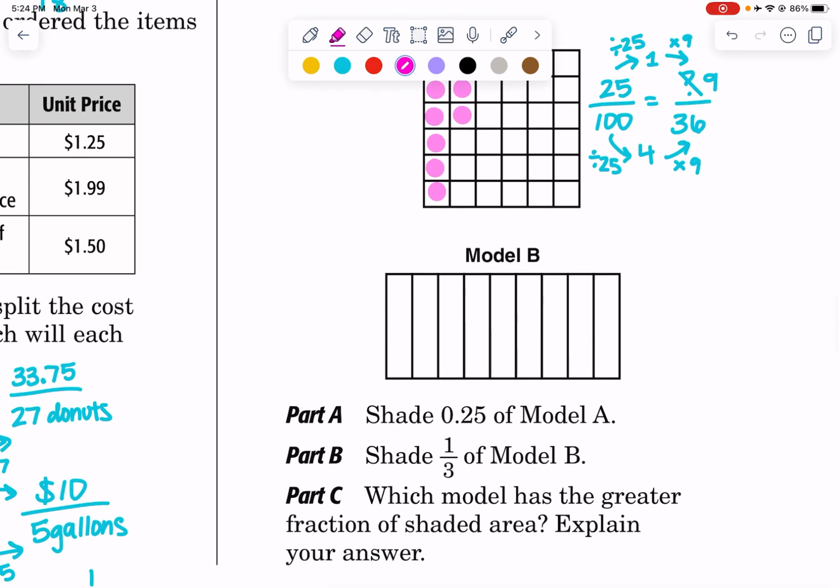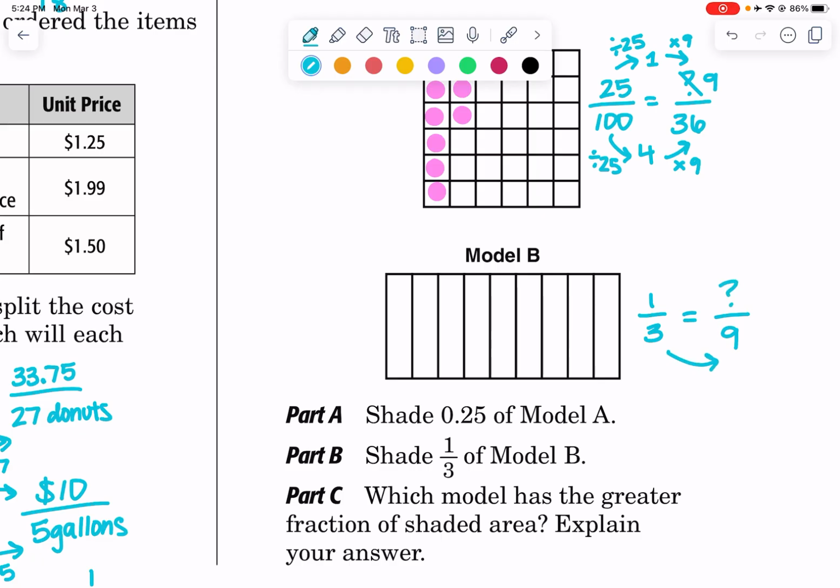Part B, shade 1/3 of model B. Okay, 1/3 of model B. So if there were only 3 pieces, I could just shade in one of them, right? But unfortunately, there's more than that. 1, 2, 3, 4, 5, 6, 7, 8, 9. There's 9 total pieces, so I'm going to set up a proportion again. How many do I need to shade in?